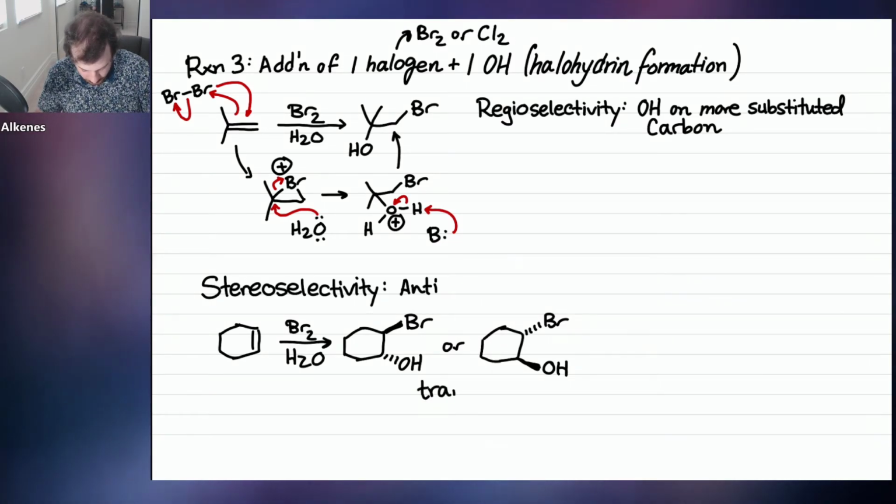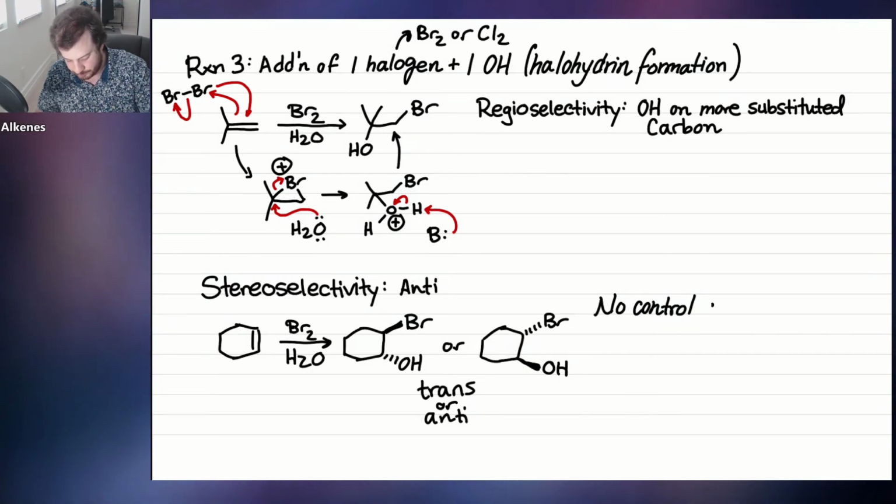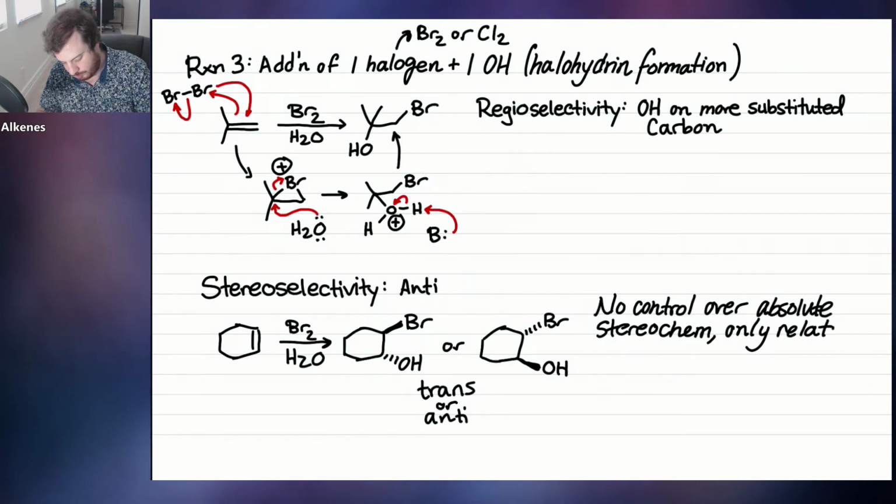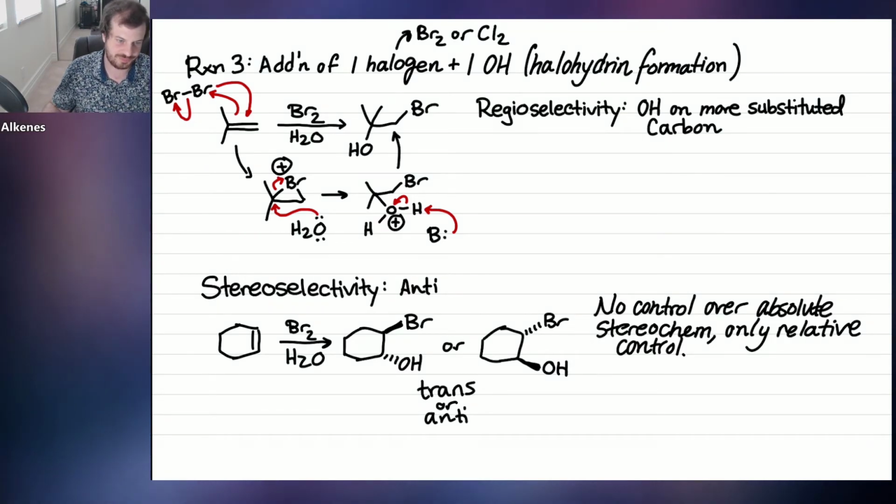So we call this trans or anti. Both terms are acceptable. And again, no control over the absolute stereochemistry. Only relative control. Meaning we get a mixture of both of these enantiomers. Okay, so that's reaction 3. All we do is change the solvent from reaction 2 from carbon tetrachloride to water, and suddenly we get a completely different product. Okay, and now it's time for reaction 4, the last reaction of today.